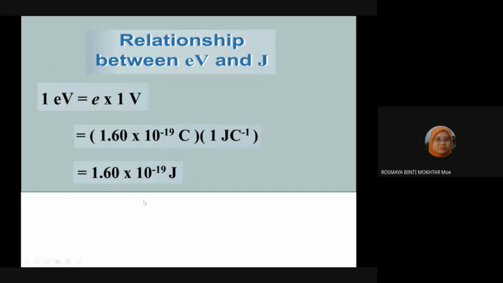Okay, so you memorize this. 1 electron-volt is equal to 1.60 times 10 to the power of negative 19 joule. So this is the relationship between electron-volt and joule. You use this to convert the energy of a photon from joule to electron-volt or from electron-volt to joule.